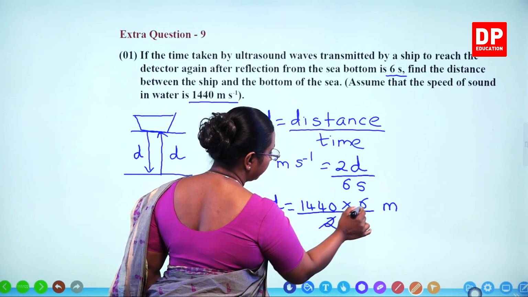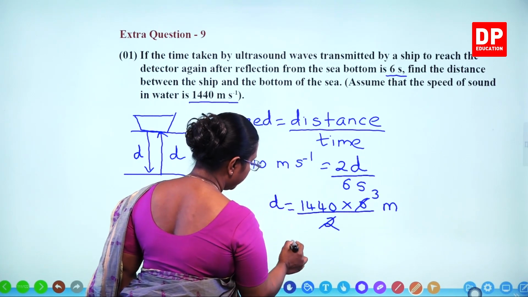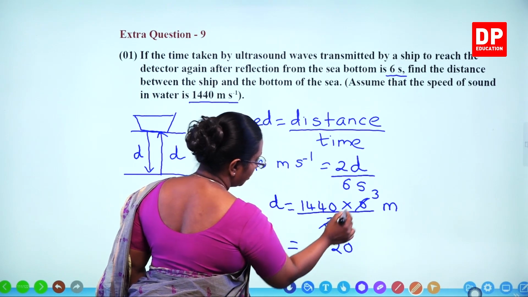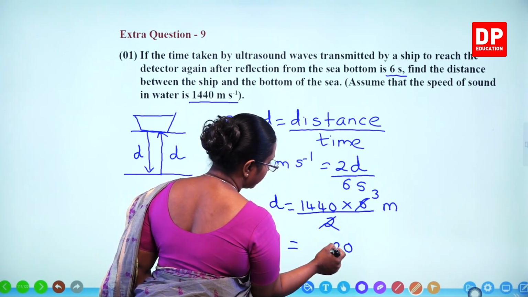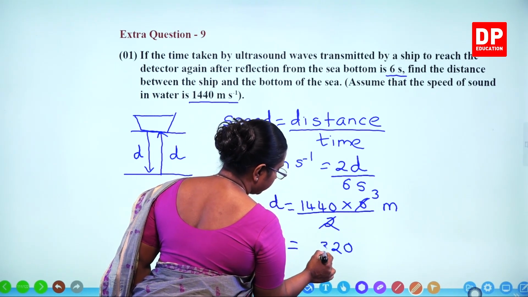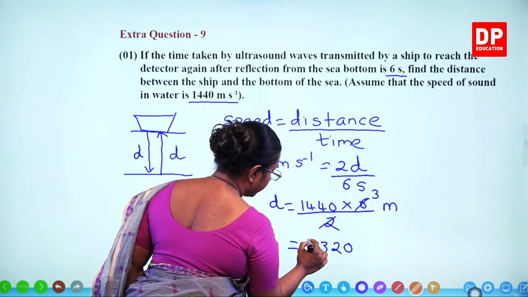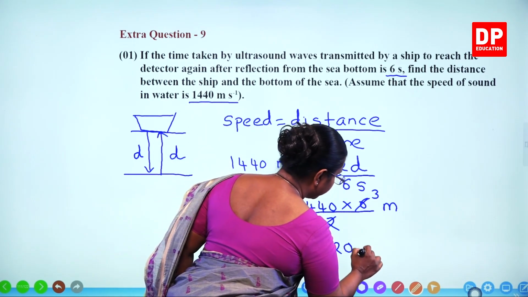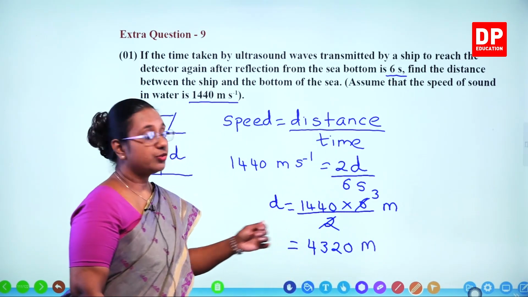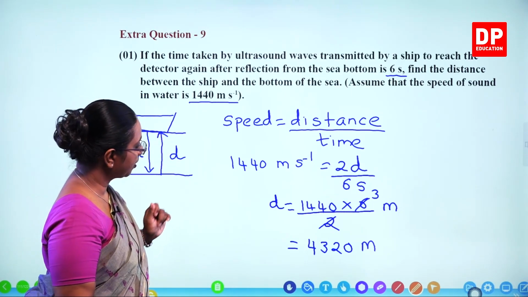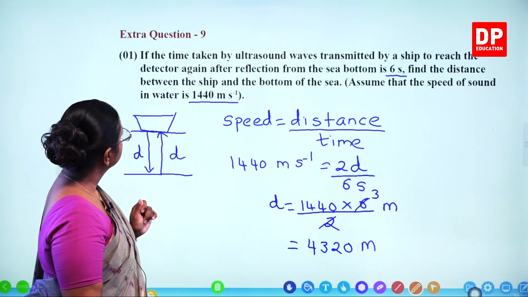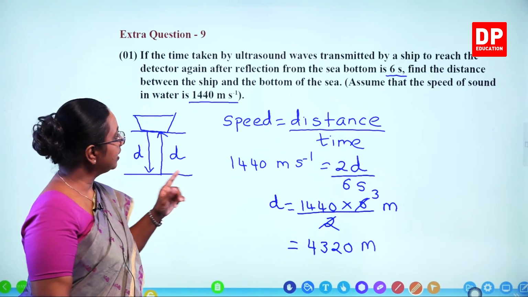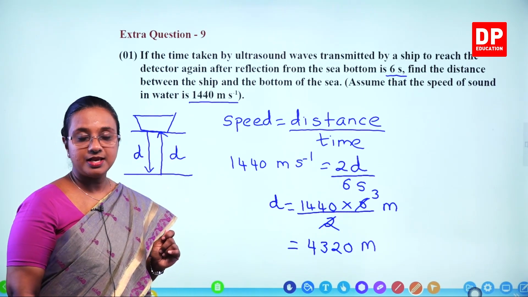So if I simplify 2 and 6, 3. So when we multiply that, you will get the answer as 4320 meters. So that is the depth of the sea there. Okay, with that I will move on to the next question.